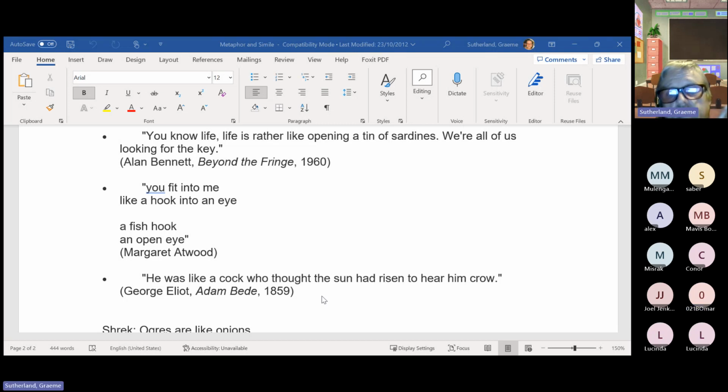"He was like a cock who thought the sun had risen to hear him crow." What is she saying about him?